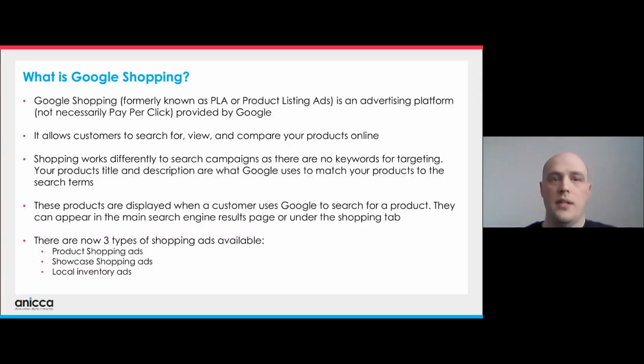So shopping ads were formerly known as PLAs, or product listing ads, and it's an advertising platform provided by Google. That's not necessarily pay-per-click anymore, because you can join something called surfaces across Google. It's just the same thing. You upload your feed into Merchant Center, but instead of opting into product listing ads or shopping ads, you can just opt into surfaces across Google, which are free.